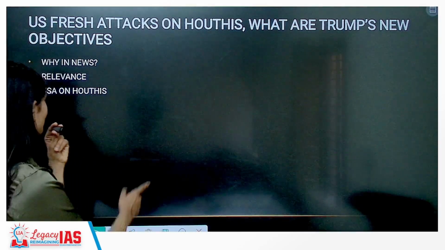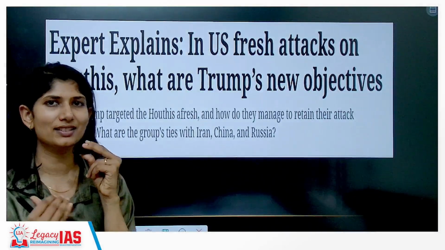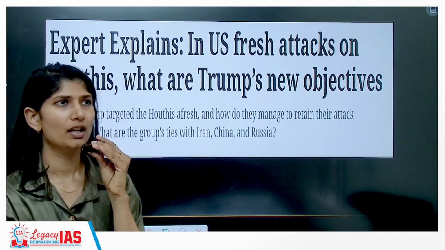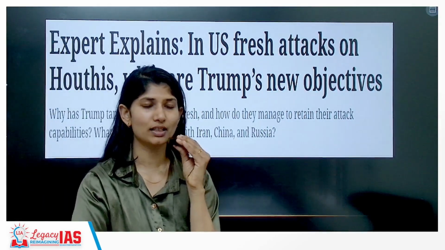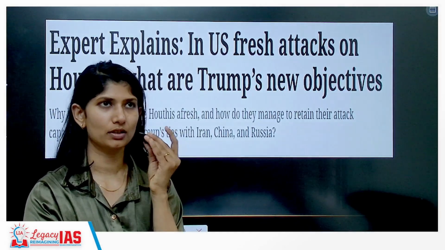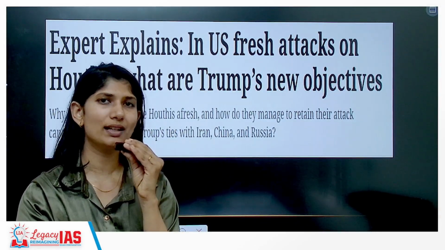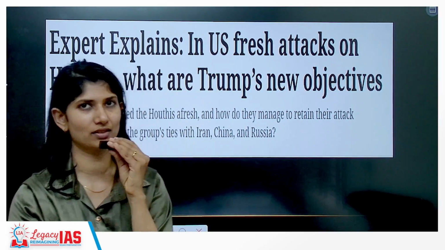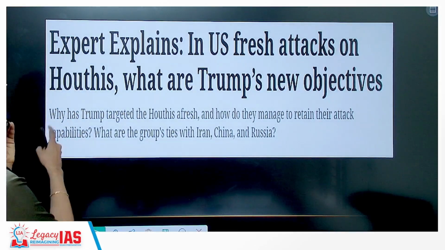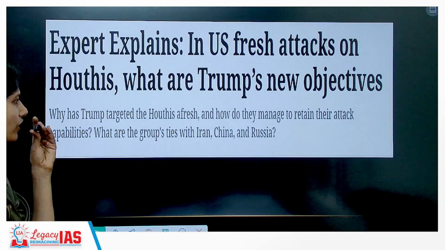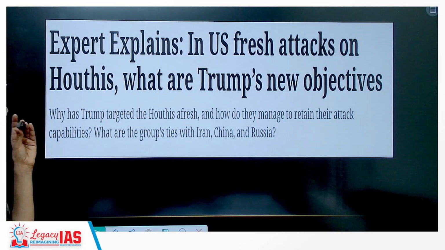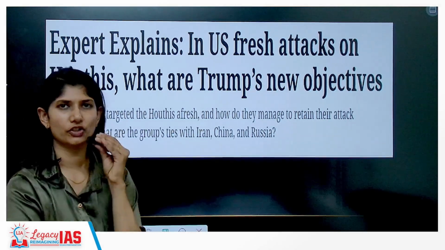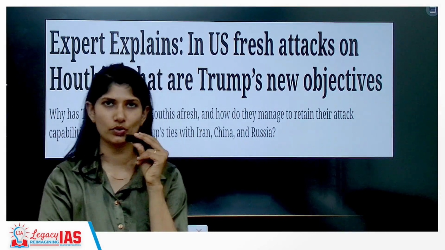We will also be discussing how the USA is reacting in a different manner to the Houthis compared to the earlier phase. Now, when we say how the US is reacting, we will discuss both the former presidents of the USA as well as the difference in Trump's policy on Houthis between his first term and second term. Look at this. Why has Trump targeted the Houthis afresh, and how do they manage to retain their attack capabilities? What are the group's ties with Iran, China, and Russia? This is what we will be discussing in the course of the video.